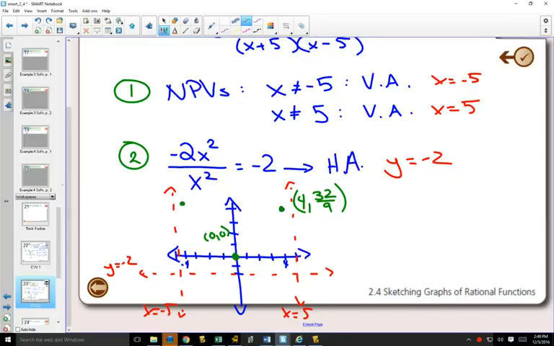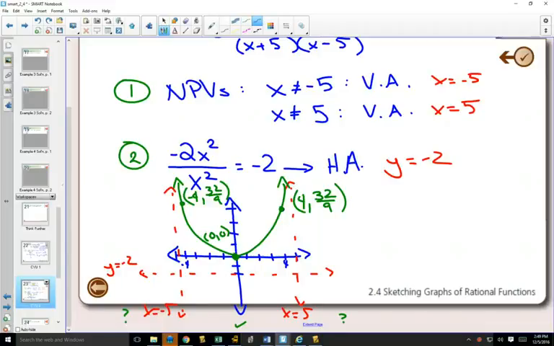Without actually plugging it in, can you see that putting in a negative number when it gets squared will be +16, same as putting in +4. So we're going to get the same point over here, -4, 32 over 9. So now we know that our graph goes up towards those asymptotes and not down, or not up on one side and down on the other. We have now figured out this middle section, but we still need to figure out these outside sections.